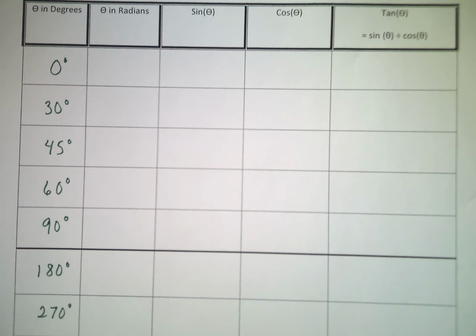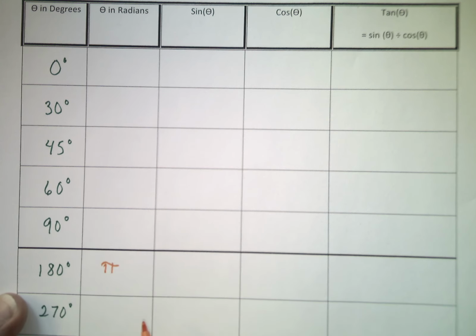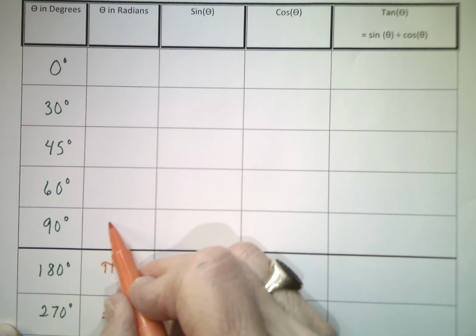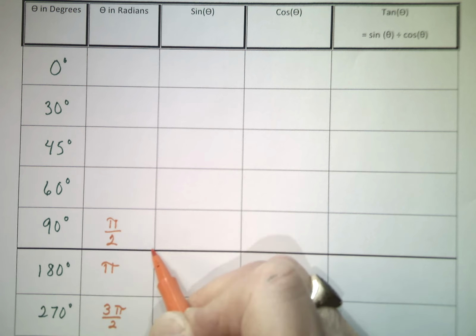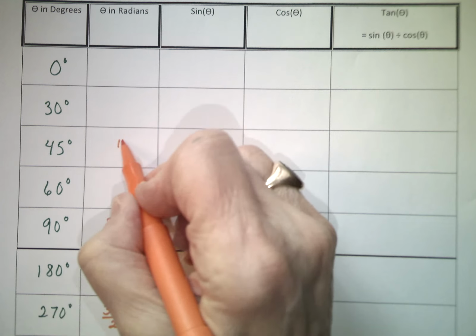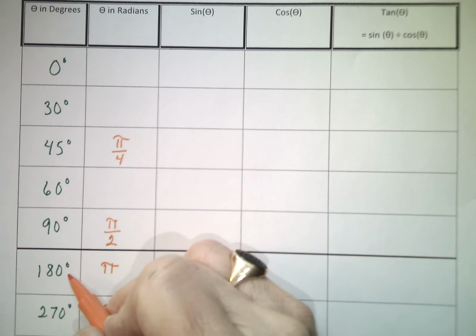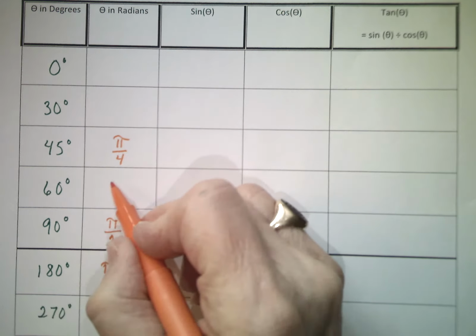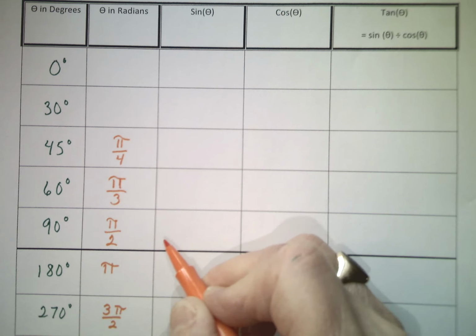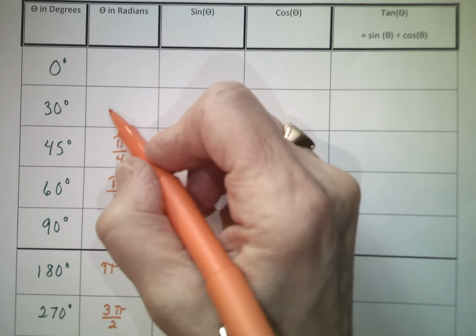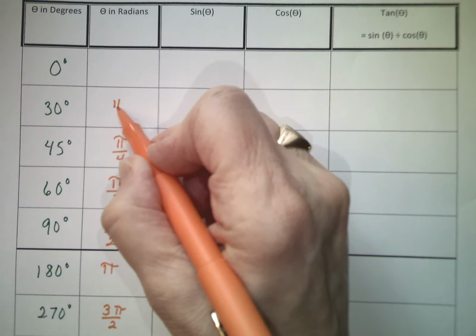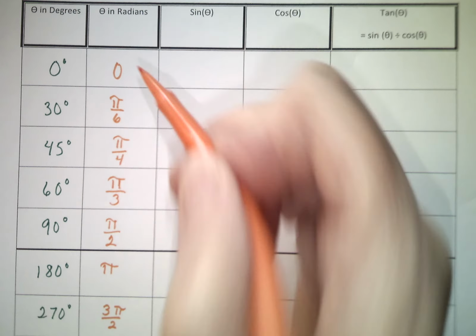Okay, theta in radians. So, we know that 180 degrees is the same as pi. And 270 degrees is 1.5 pi. If 180 degrees is pi, then 90 degrees is half of a pi. 45 degrees would be half of 90, so that would be a quarter of a pi. If pi is the same as 180 degrees, then 60 degrees is a third of 180, pi over 3. 30 degrees is going to be 180 divided by 6, or pi over 6. And 0 degrees is still 0 pi.